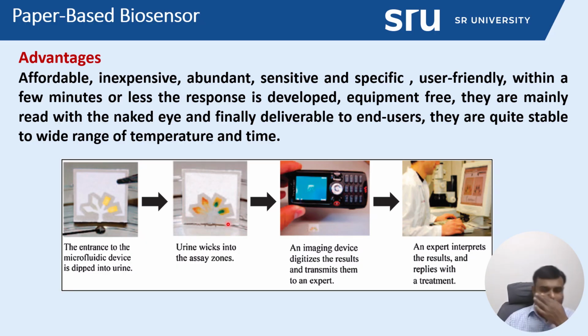If the reaction happens, it will produce some color. If it does not happen, the color does not change. This is the beauty of this paper-based sensor. We can detect with the naked eye, like a yes or no type.